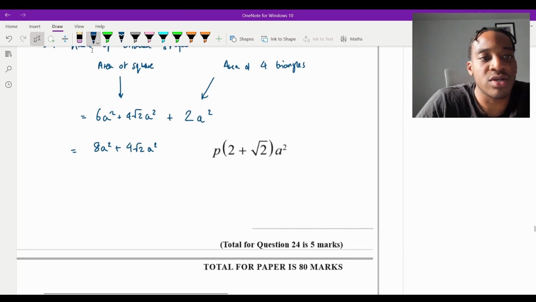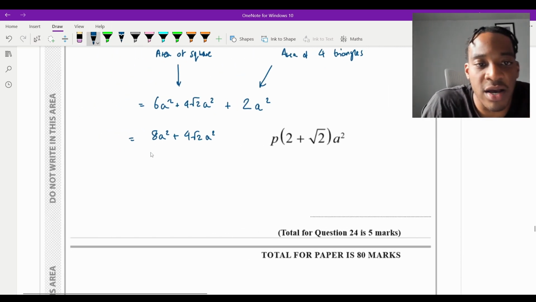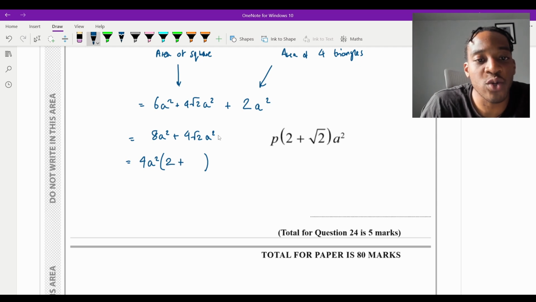Okay, so dealing with this now, we need to factorize, as I was saying before. So what can I take out? I can take out a 4 for sure. And I can take out an a squared, can't I? I can take out a 4a squared. And what will that leave us with on the inside? 4a squared, I need to get to 8a squared. I'm just going to put a 2 here. And then I need to get to 4 root 2a squared. And I've got 4a squared. I just need a root 2. And this is good because we've got that bracket of 2 plus root 2.